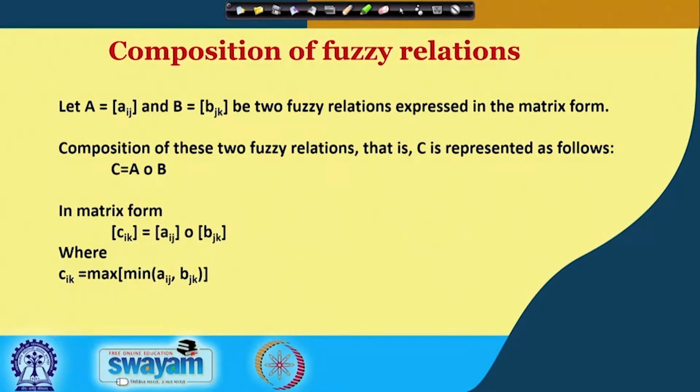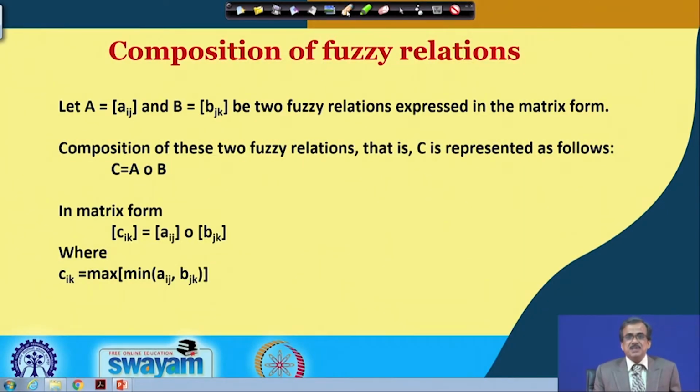Now, we are going to discuss how to determine the composition of fuzzy relations. Supposing I have two fuzzy relations in matrix form, for example, A is A_ij and B is B_jk. Now, how to find out the composition of these two fuzzy relations?